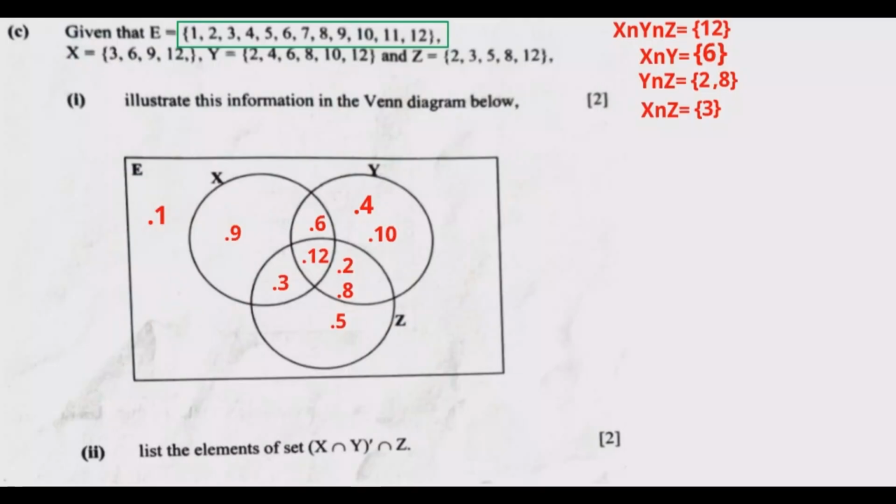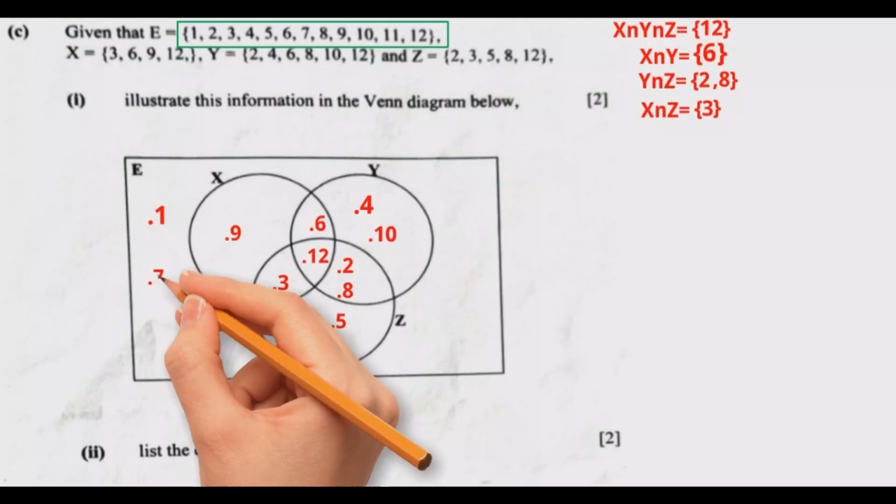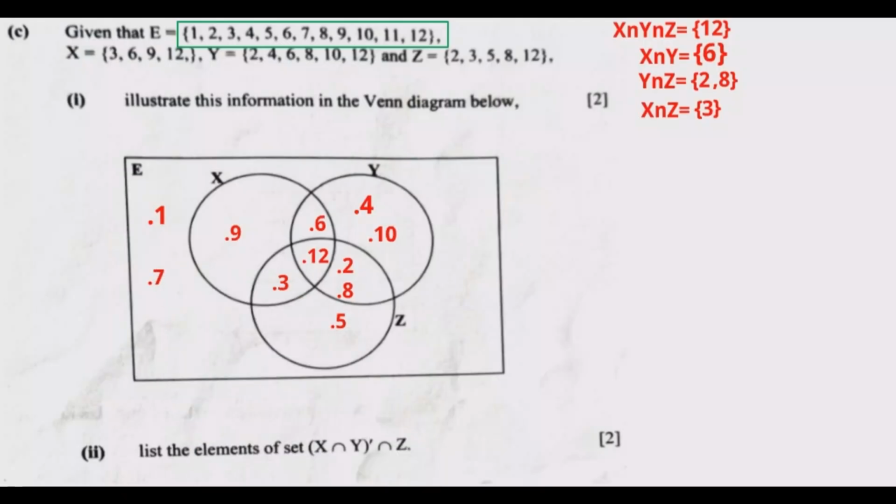Then 2 is recorded, 3 is recorded, 4 is recorded, 5 is recorded, 6 is recorded. Can we see 7 in this Venn diagram? No, we can't see 7. So 7 is not yet recorded, so we also record it. Then, can we see 8? Yes. Can we see 9? In the Venn diagram, yes, we can see 9.